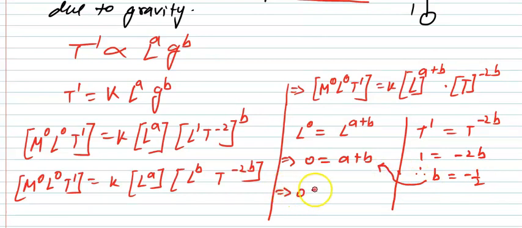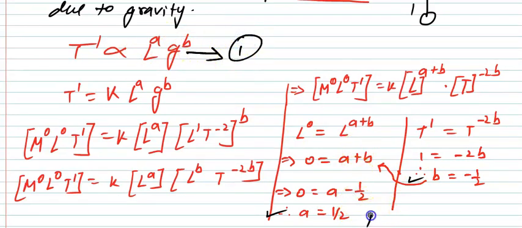This implies that 0 is equal to A minus 1 by 2, hence A is equal to 1 by 2. We are getting the value of A and B, here A and here B, right? So put this value of A and B in our assumed equation, that is equation number first. So we can write over here, put the value of A and B in equation number first. So we will get the dimensionally correct equation of time period of the pendulum.